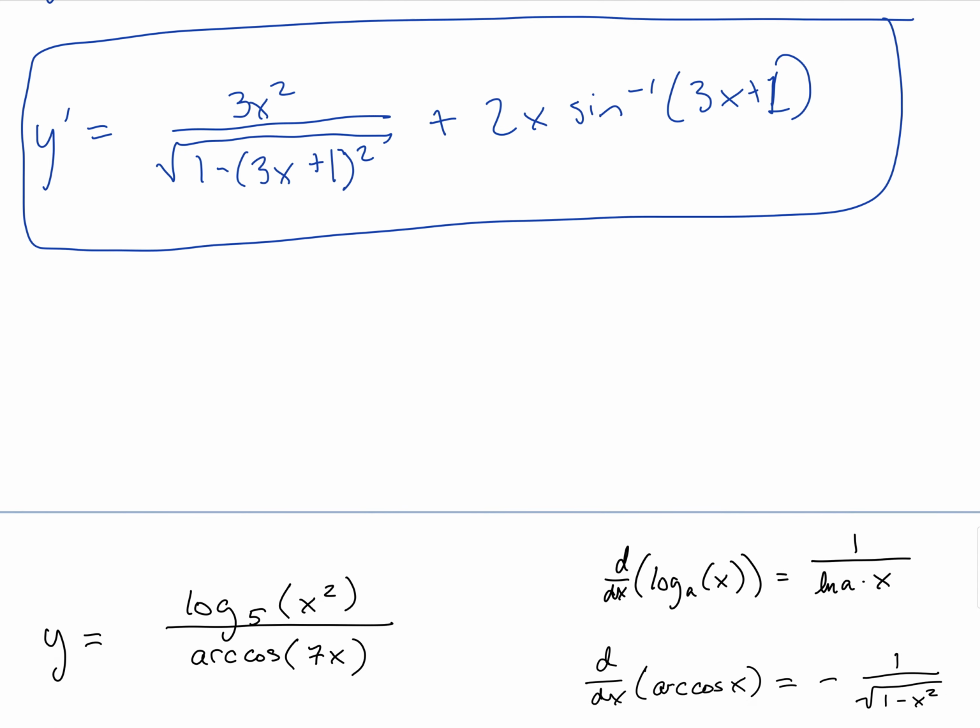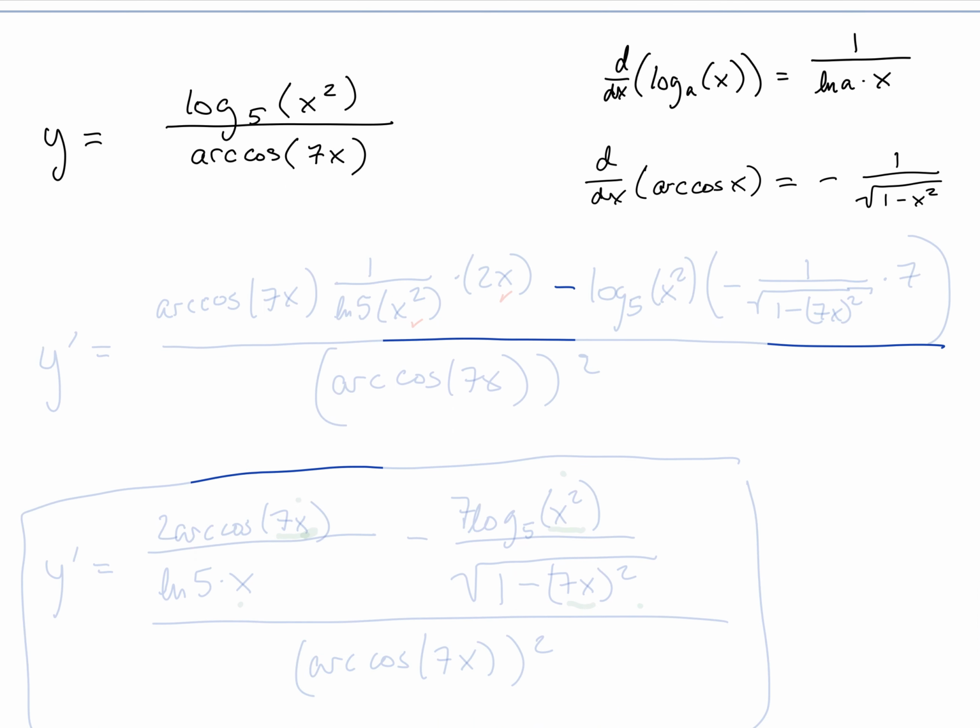Lastly, we've got the log base 5 of x squared over arc cosine of 7x. For this, first of all, we're going to need a quotient rule. So y prime is the bottom, arc cosine of 7x, times the derivative of the top. The derivative of log base 5 of something is 1 over natural log of the base times that something, x squared, multiplied by the derivative of the inside.